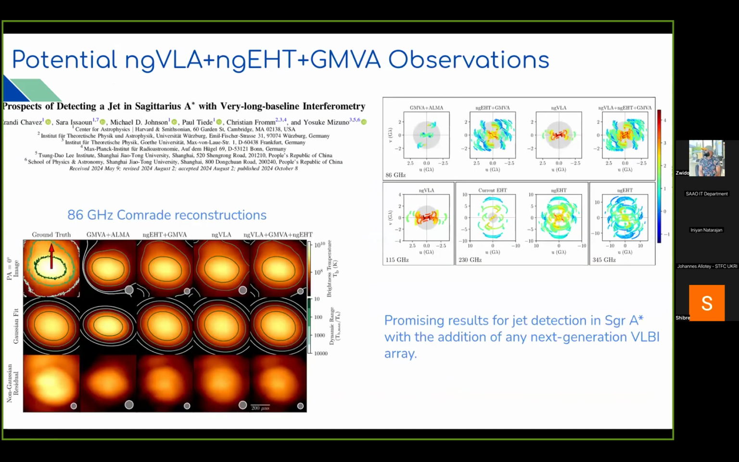And there are also potential ngBLA, ngEHT, and GMVA observations. And these are especially useful for Sgr A*, because the Sgr A* jet is too weak. We can't really detect anything. But with simulations, you can show that with ngBLA, GMVA, and ngEHT at 86 gigahertz, you can maybe start seeing some extended structure. For all this, the methods that I've described above and methods that are in the pipeline to be developed will be useful.